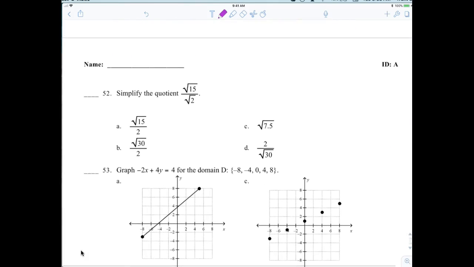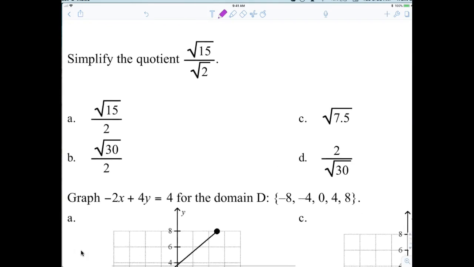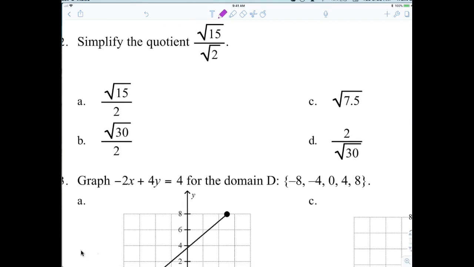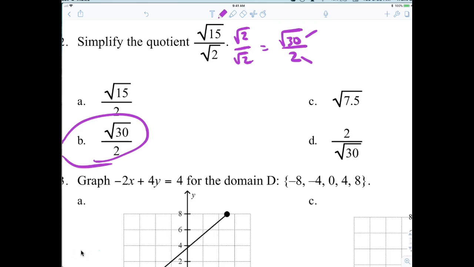All right, simplifying this expression, remember it's called rationalizing the denominator. So we'd multiply the top and bottom by the square root of 2. So we end up with the square root of 30 over 2. Now, you cannot divide 30 by 2 because one's irrational and one is rational. The square root of 30 is considered to be irrational, and the 2 is considered to be rational. So the answer is B.